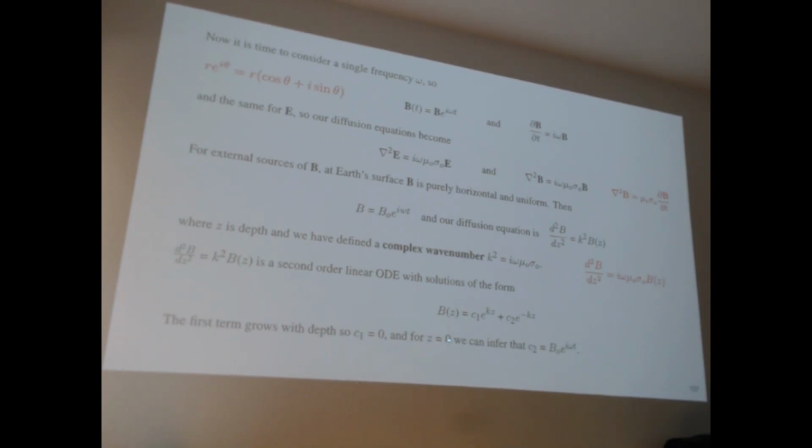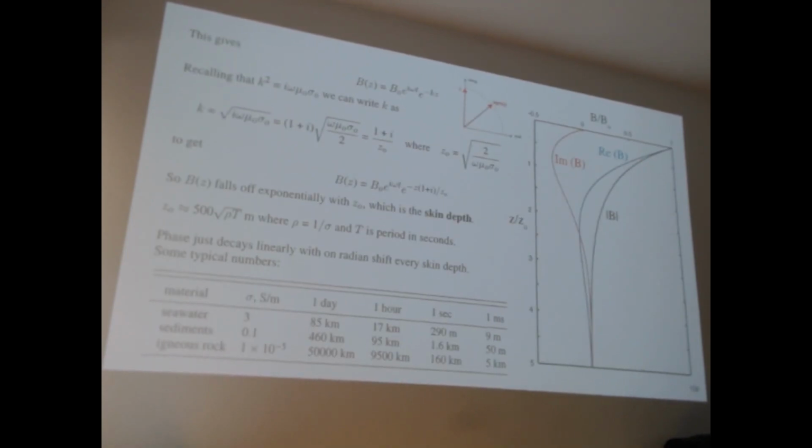And if we put z equals 0 at the surface of the Earth, where I've defined B, we can work out that C2 is just the surface magnetic field. So from that, we have this term here. The magnetic field as a function of depth is the surface magnetic field times this exponential dependent on k. And we can rewrite that in terms of the depth over z naught. The z naught is derived from k, and it's just the square root of 2 over omega mu naught sigma. So this is our skin depth.